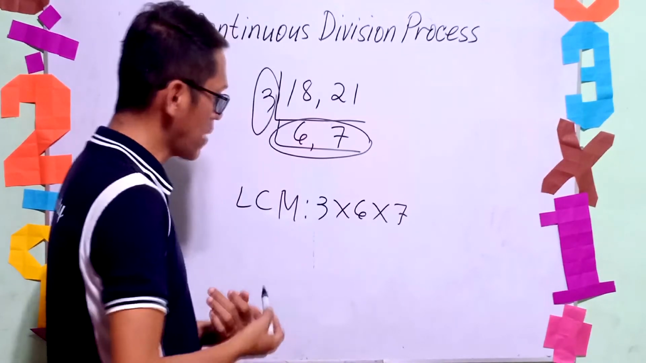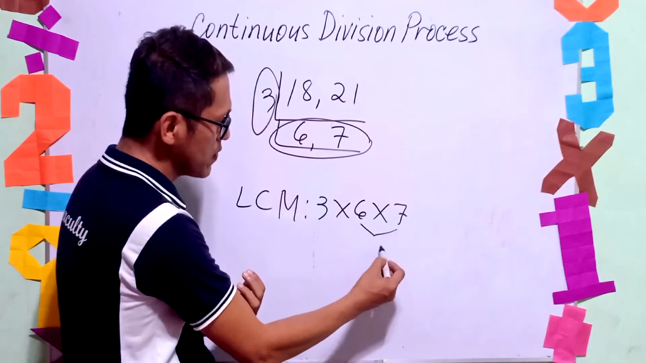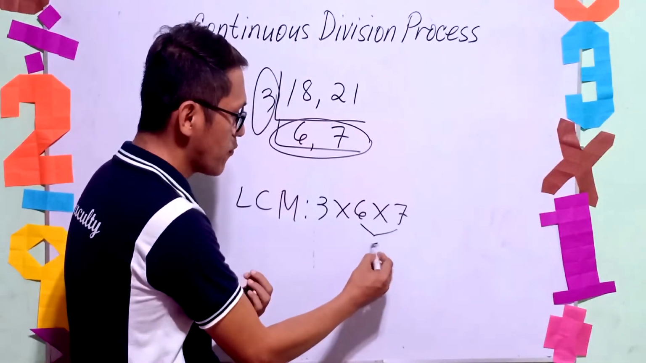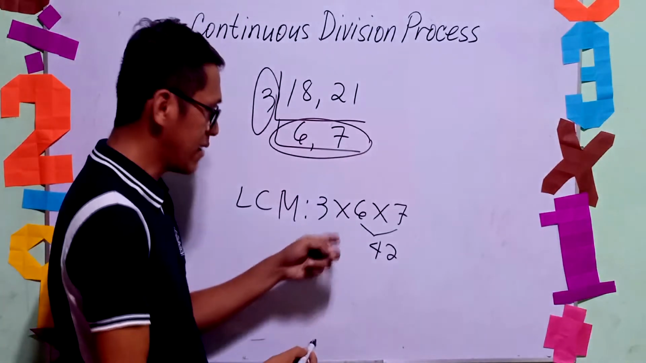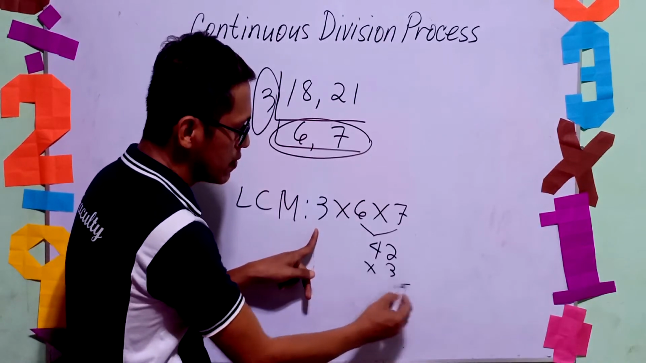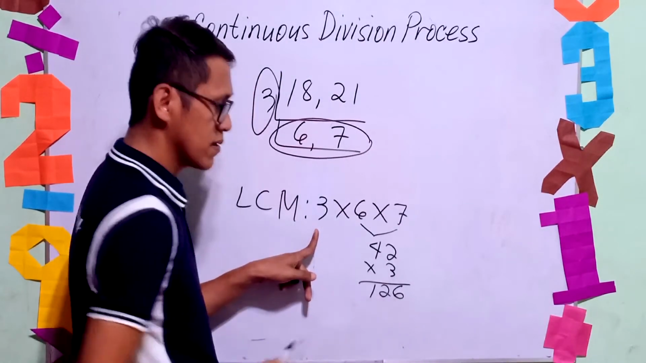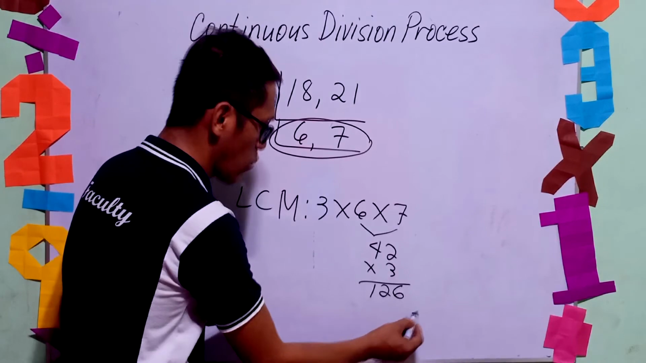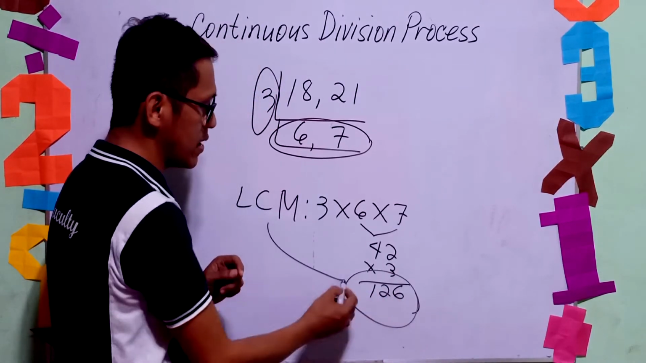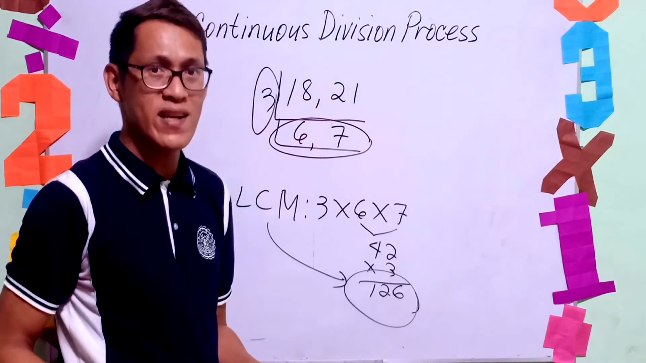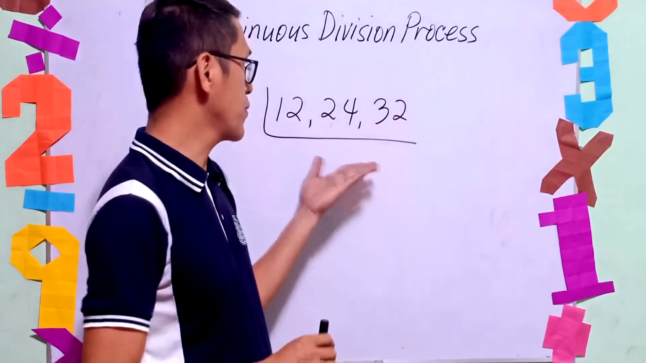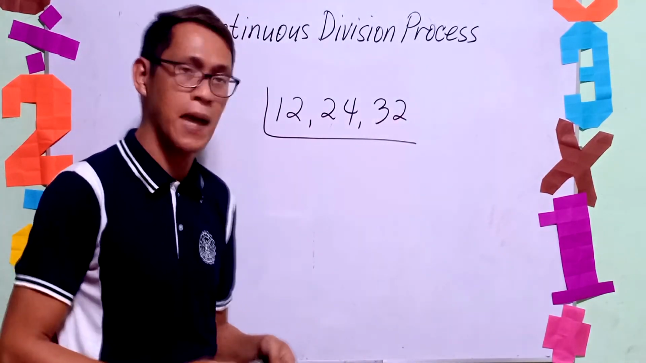So let's multiply. Better you multiply first 6 times 7, which is 42. Then we can multiply it by 3. That will give you 126. So our LCM is 126.